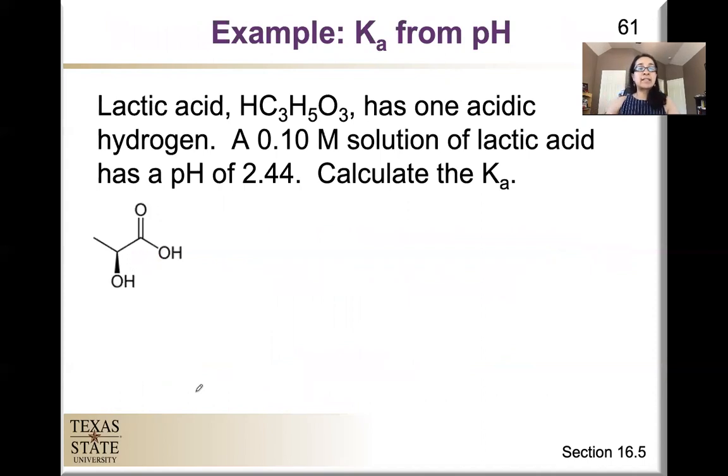All right, let's do an example. So the question is, lactic acid has one acidic hydrogen. That means that I can represent it as HA, where H is the hydrogen ion that is acidic, and the A represents the anion. So I don't actually have to write this whole molecular compound. I can just call it HA. A 0.1 molar solution of lactic acid has a pH of 2.44, and the question is, calculate the Ka for this substance.